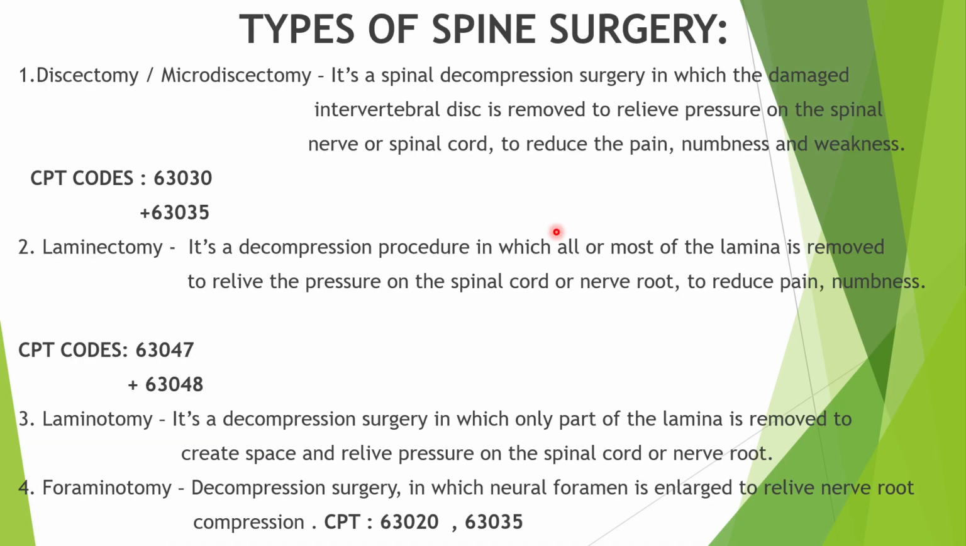Now, next one, that are the types of spine surgery. So, there are several types of spine surgery. So, first one, that is discectomy, microdiscectomy. So, what are these? And the CPT codes will be 630 or 635. Okay, so discectomy is a surgery or procedure in which the surgeon will remove the damaged part of the intervertebral disc, okay, that is pressing on the spinal nerve.